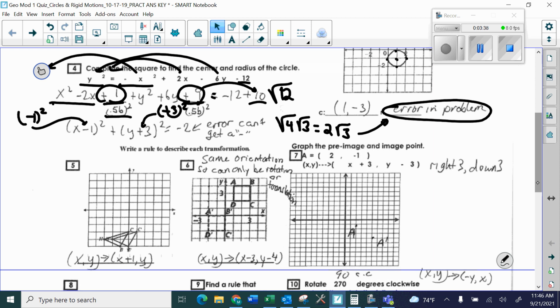Let's simplify your radicals. And don't forget we have opposite, opposite here. So 1, -3 for my center.